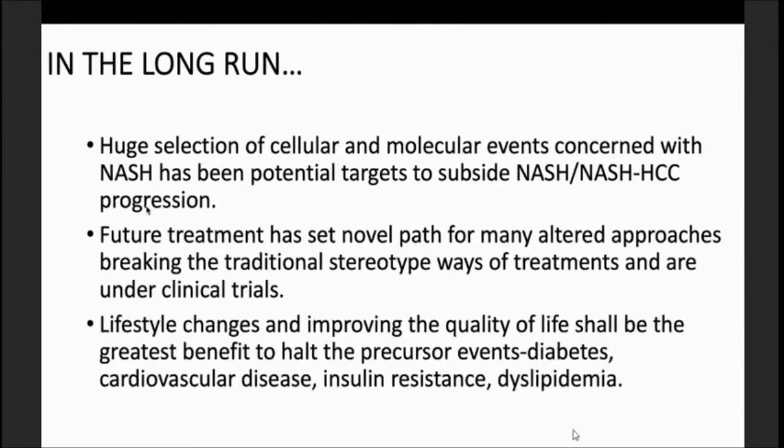Lifestyle changes and improving the quality of life shall be the greatest benefit to halt the precursor events: diabetes, cardiovascular disease, insulin resistance, and dyslipidemia. So all these become the associated factors which could be contributing to the start of the simple fatty liver, or the steatosis, as a key sign itself.